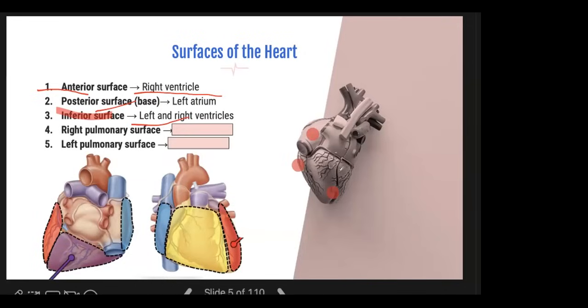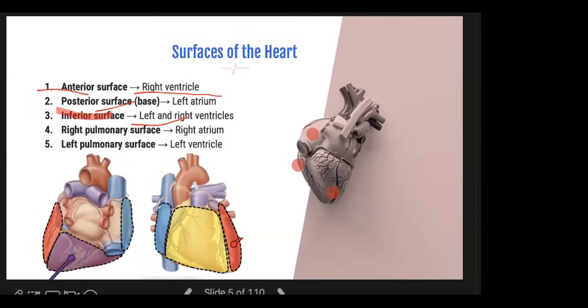The right pulmonary surface is going to be made by what structure? What do you guys think? Right atrium. Great. Okay. And the left pulmonary surface is going to be made by what? The left atrium. Close, but it's also going to be similar to the border. So it's going to be the left ventricle, actually.